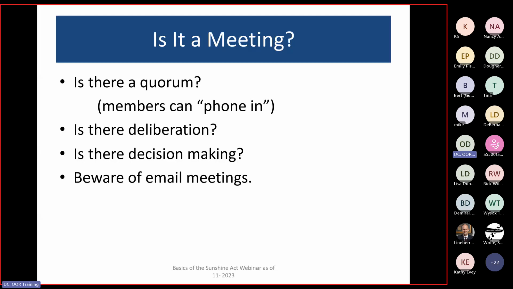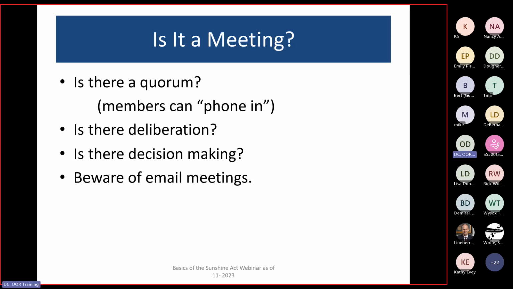Then finally, I want to caution you about email meetings. Okay. This time of year, new boards are being seated. Maybe the person elected as chair comes from a business background and they get the bright idea: well, at work, a lot of this stuff, we don't need meetings. We can just handle this with an email. Okay. And everybody weigh in, tell us what you think, and we'll move from there.